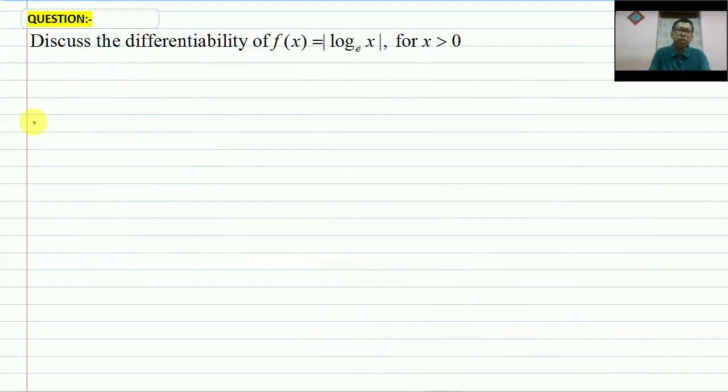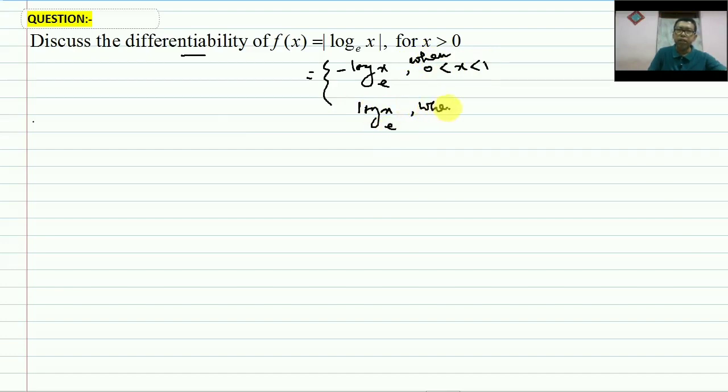Next, this is a logarithmic function. Discuss the differentiability of the function f of x equal to modulus of log of x base e. Okay, so we shall use the definition of modulus. Break this one: it is minus log of x base e, and obviously you know this will be for 0 less than x less than 1. You write log of x base e when x is greater than or equal to 1.